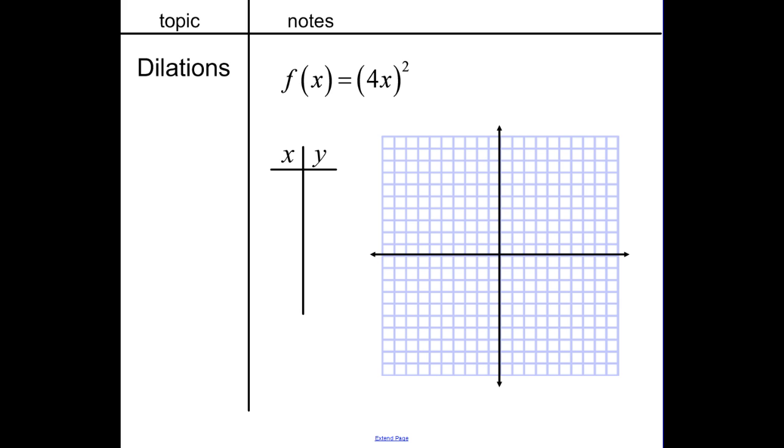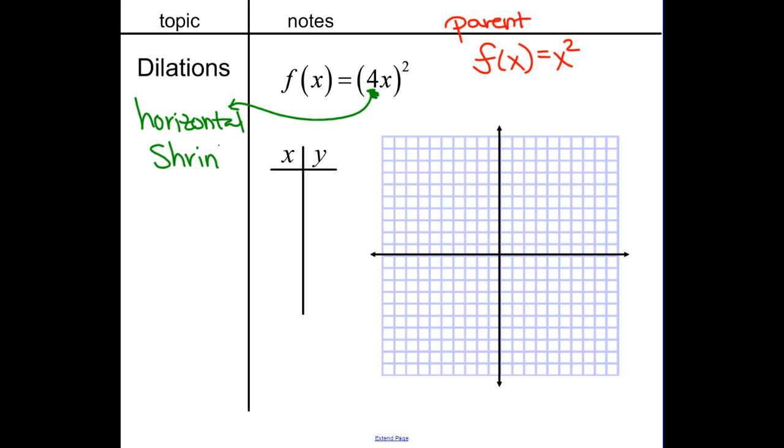All right, let's look at this problem. Again, parent function. Our parent is f of x equals x squared. Now we're going to look at where that 4 is. That 4 is what's changing it. That 4 is on the inside. That 4 is being affected by the squared. So that means it's on the inside, which means it's horizontal. You have to think backwards here because it's horizontal and on the inside, so it's going to be a horizontal shrink.